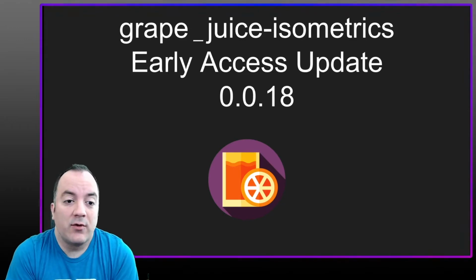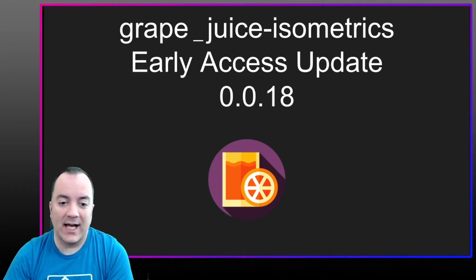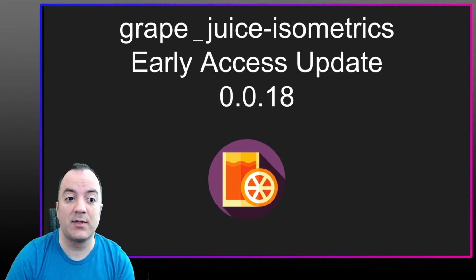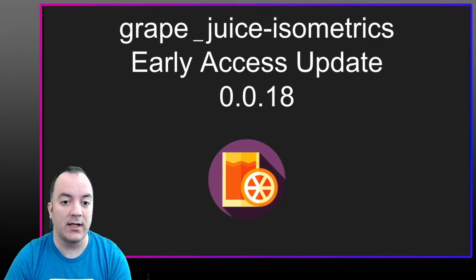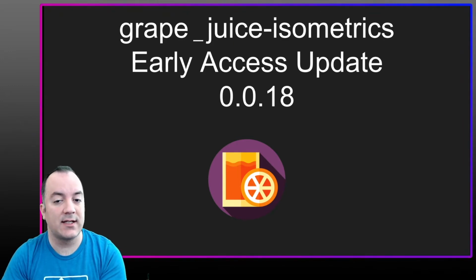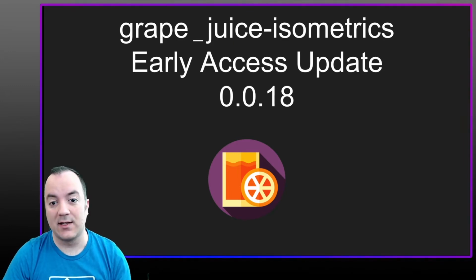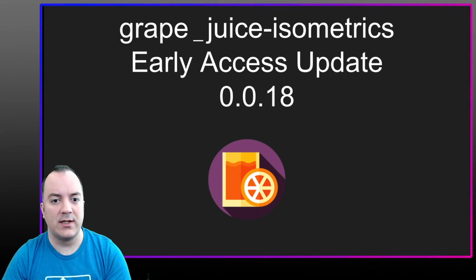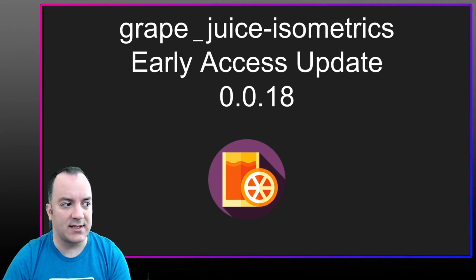Hey everybody, today we're going to do a video of the 0.0.18 early access update for the Grape Juice Isometrics plugin. So this is a look at all the new features that have released since .16, which are going to early access this week, but will eventually roll into the public release versions once they've been tested, etc.